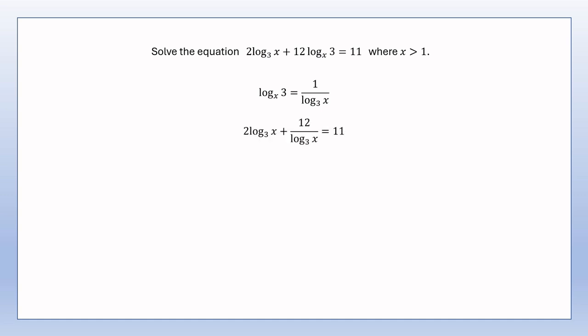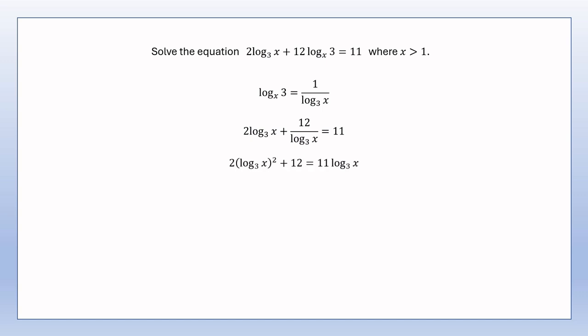So let's go with this idea, and we get 2 log to the base 3 of x plus 12 over log to the base 3 of x equals 11. So now I can clearly see where this is going, and I'm pretty sure that it's going to work. It's effectively going to be a disguised or hidden quadratic.